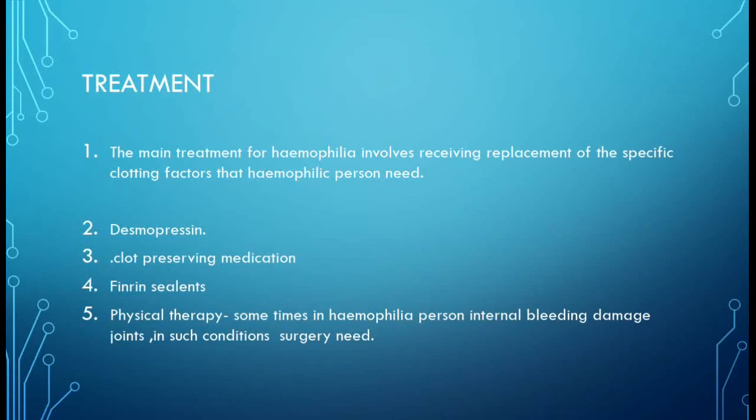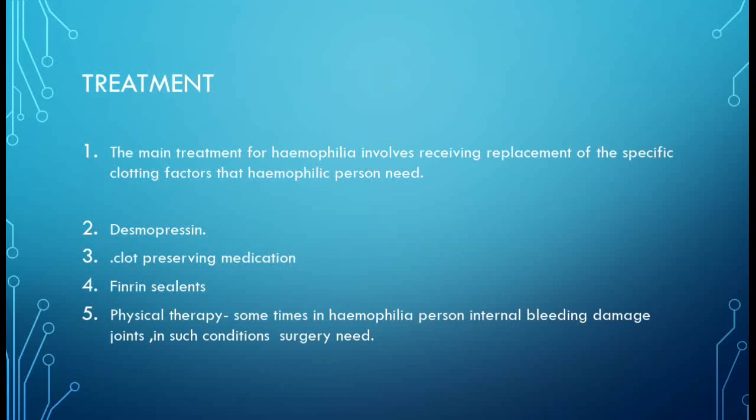So, the treatment of hemophilia. First, the main treatment for hemophilia involves receiving replacement of the specific clotting factor that the hemophilic person needs. That means in this process, some blood clotting factors which are not present in the hemophilic person are inserted through a tube into the vein of the hemophilic person. These blood clotting factors can be made from donated blood. Similar products, that is, the recombinant copies of the blood clotting factor, are manufactured in the laboratory and aren't made from human blood. There are other therapies like desmopressin.